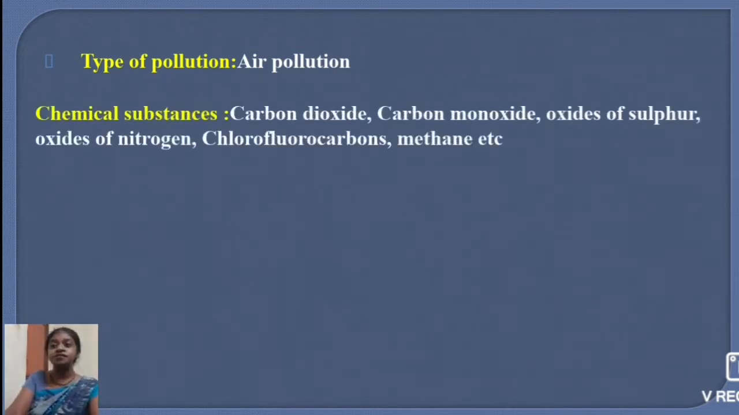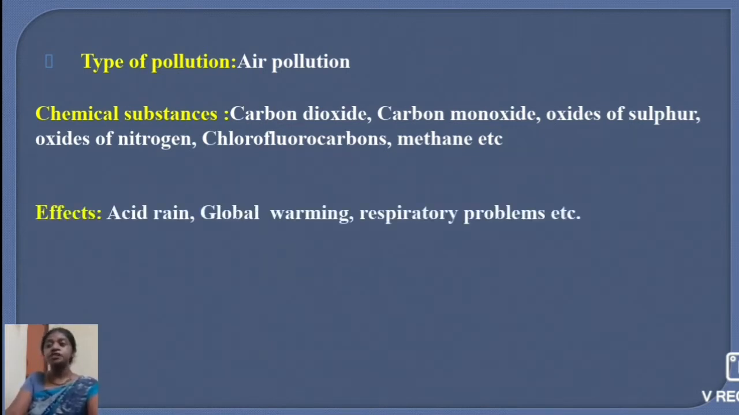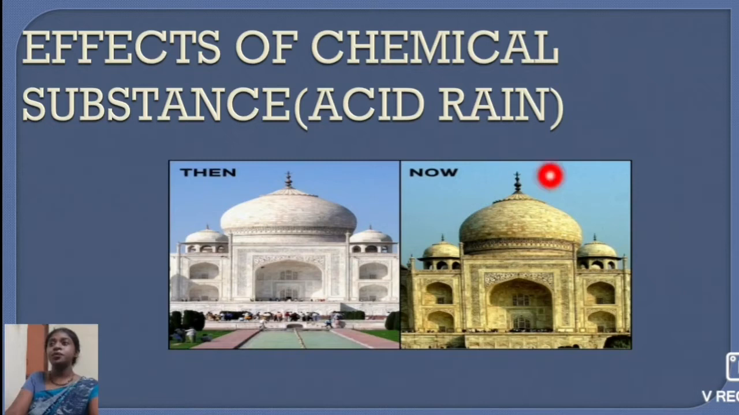The chemical substances responsible for air pollution are carbon monoxide, oxides of sulfur, oxides of nitrogen and chlorofluorocarbons, etc. As a result, it causes acid rain, global warming and respiratory problems to human beings. Acid rain is a term that includes any form of precipitation with acidic compounds such as sulfuric acid or nitric acid that falls on the ground from the atmosphere. It affects buildings, statues, etc.